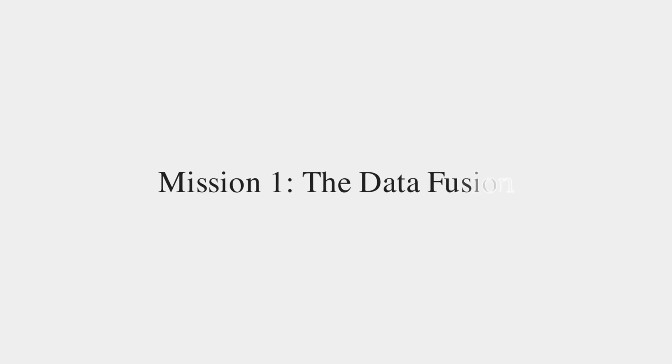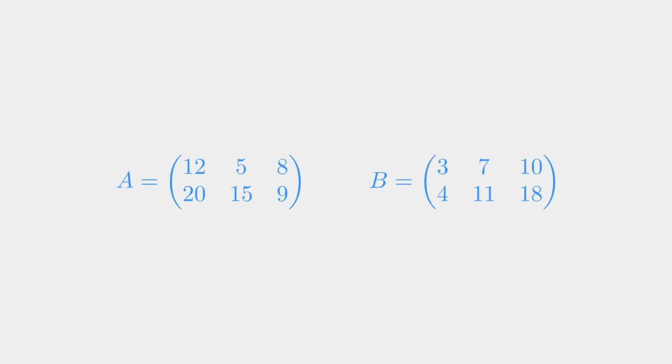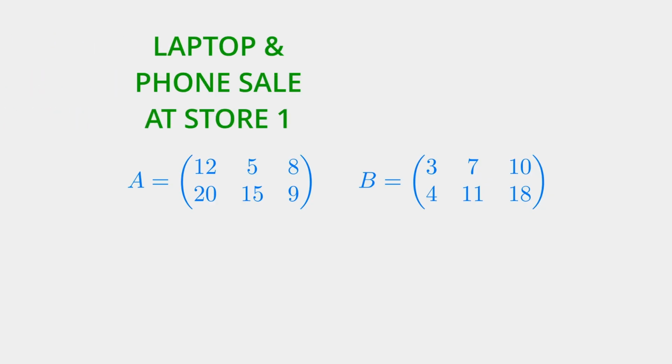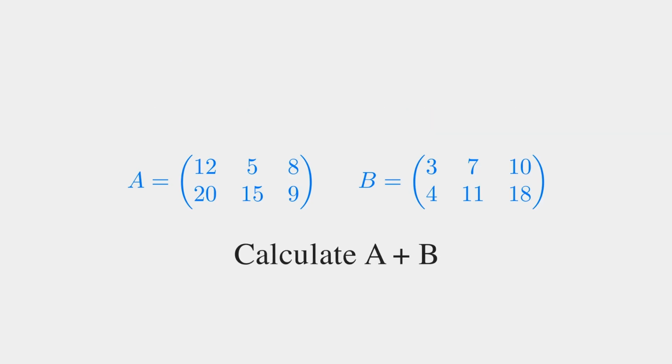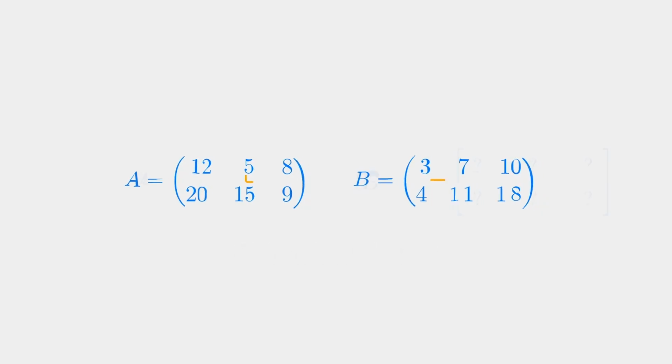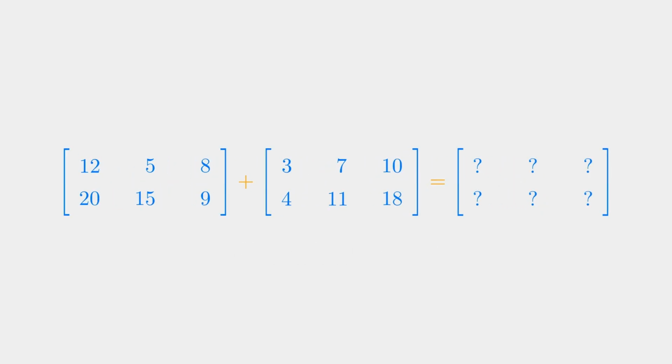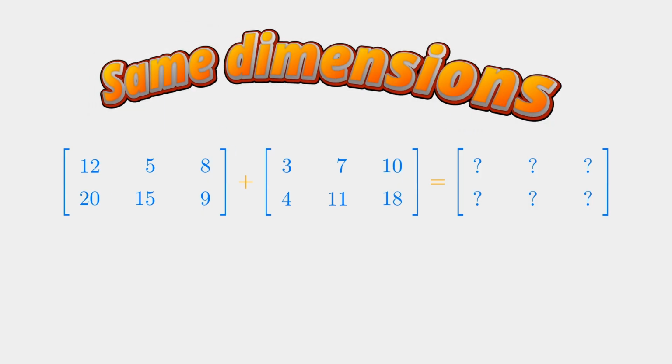Let's get started. Your first mission, should you choose to accept it, involves fusing 2 datasets. We have matrix A, representing laptop and phone sales at store 1, and matrix B for store 2. Your task is to find the combined sales matrix, A plus B. Can you do it? The fundamental rule of matrix addition is that the matrices must have the exact same dimensions. Both A and B are 2 by 3 matrices, so we're clear for takeoff.